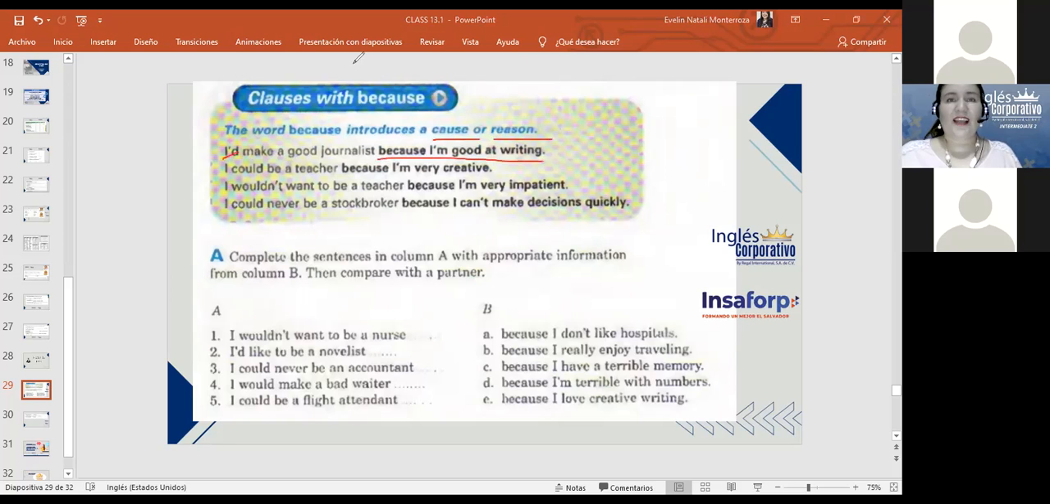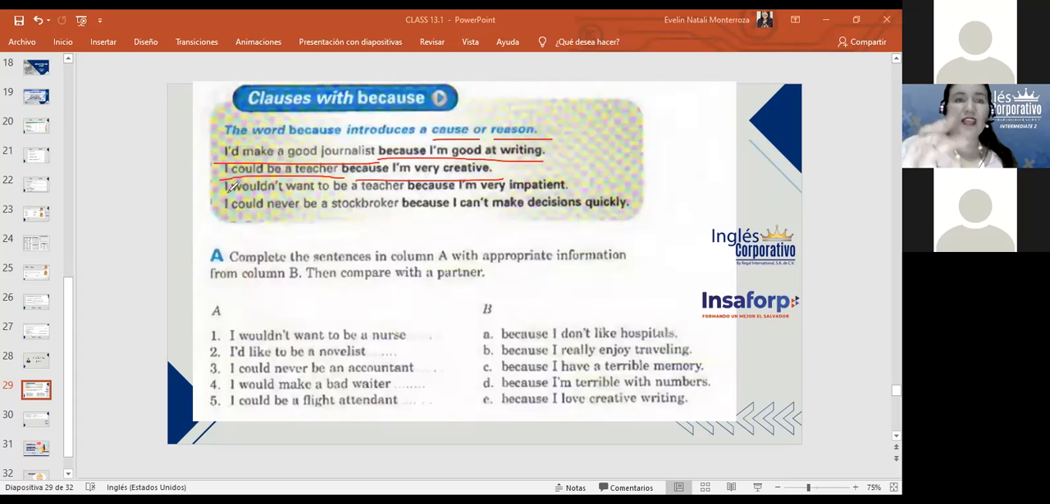And the options that we have here, you say, I will make a good journalist, right? Yo sería un buen reportero. I will make a good journalist because I am good at writing. I will make a good journalist because I am always worried about the new things. I could be a teacher because I am very creative. I could be a teacher because I read a lot and because I know a lot. That can be an example. And someone can say, I could be a teacher because I am good with kids. I am good with people, right?